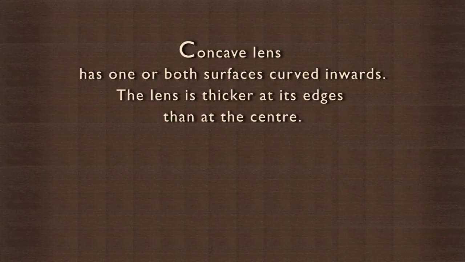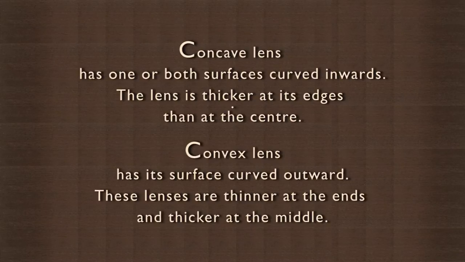Have you ever seen a concave lens? A concave lens has one or both surfaces curved inwards. The lens is thicker at its edges than at the center. On the other hand, a convex lens has its surface curved outward. These lenses are thinner at the ends and thicker in the middle.